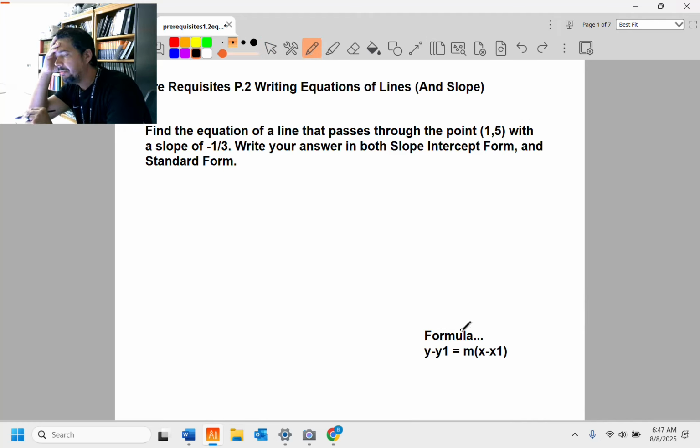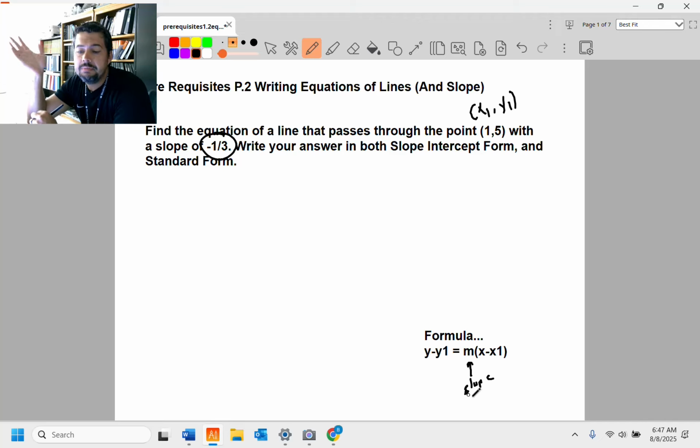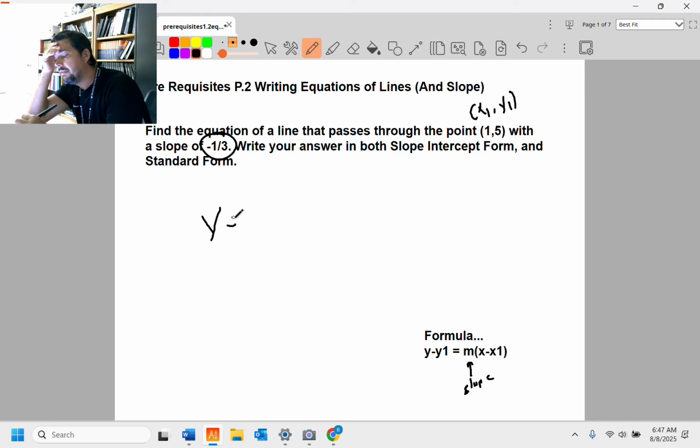So we're going to plug into this formula, and our point is going to give us this x1 and y1 value. And of course we have our slope here. Now, do not be the kid who forgot that m is the abbreviation we use for slope. I don't know why it's the letter m, it just is. Now, the y by itself doesn't get replaced with anything, but it's y minus y1, and y1 has a value of 5. So y minus 5 equals m, which is negative 1/3, times x minus x1, which is a 1.